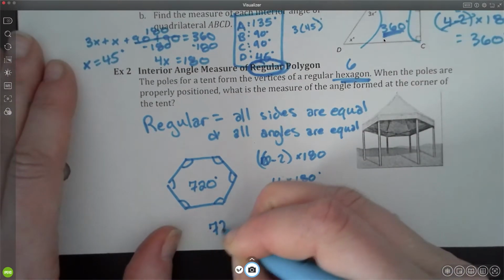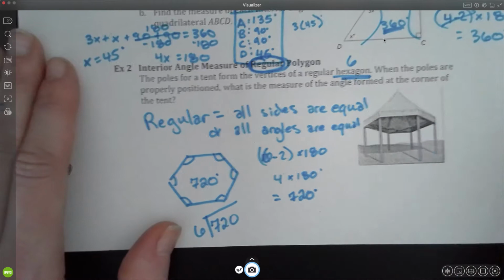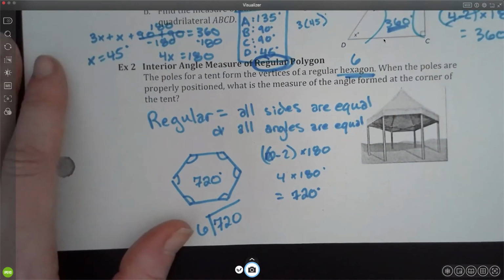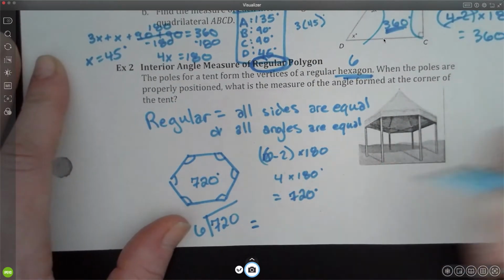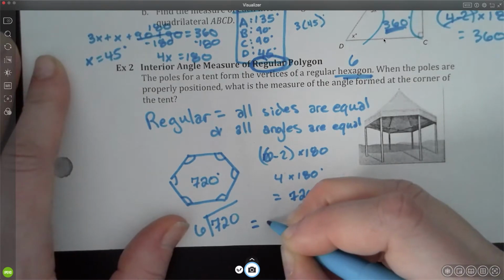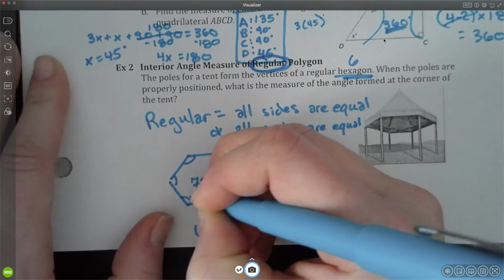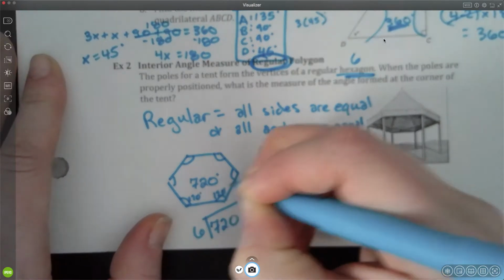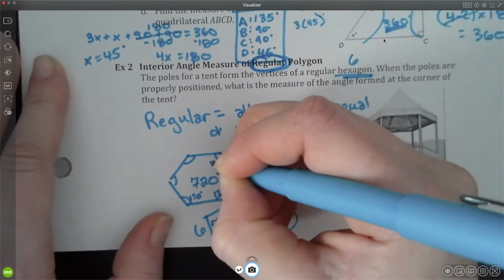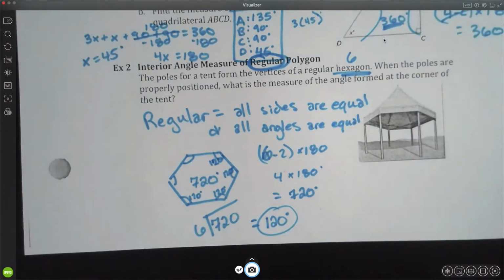720 divided by 6, what's that? 120. So each one of these angles is 120. 120, 120, 120, 120, 120. You get the idea, right? All of them are 120s.